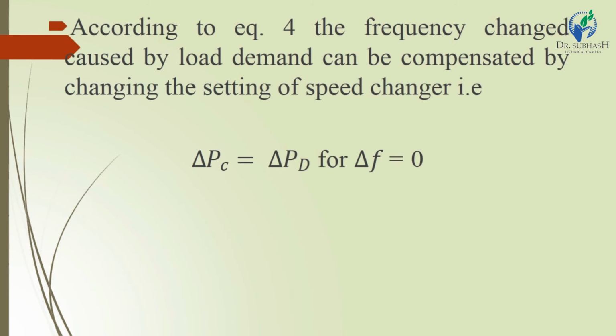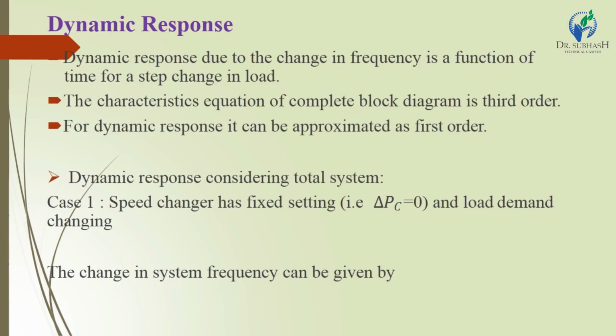According to equations 4 and 3, the frequency change caused by the load demand can be compensated by changing the setting of the speed changer. Therefore, delta PC is equal to delta PD for delta F equal to 0. Now we discuss the dynamic response of this system. The dynamic response is the change of the frequency as a function of time for a step change in the load.